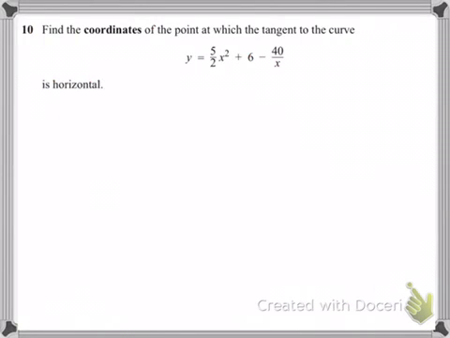Okay, I want you to try question 10. Pause it. First of all you're going to have to write y equals 5 over 2 x squared plus 6 minus 40 over x all in one line, so the x will have to come up, and then find the coordinates of the point at which the tangent of the curve is horizontal. Pause for the solution.